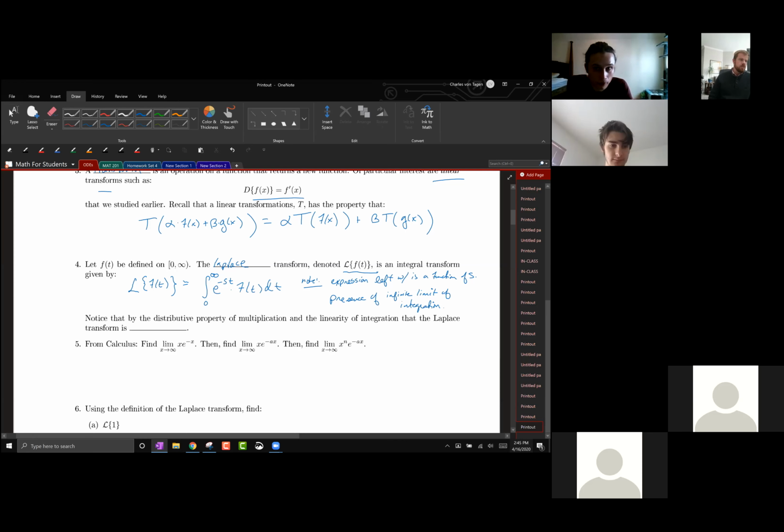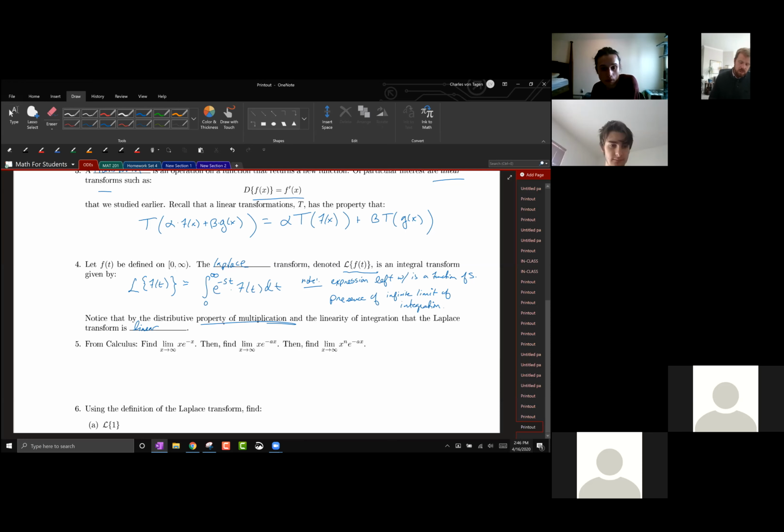Okay. Notice that by the distributive property of multiplication and the linearity of integration, the Laplace transform is linear. We can also say that constants factor out, which is, I guess, because of the distributive property. Constants factor out of integrals, and we've always been able to distribute integrals over sums of functions.